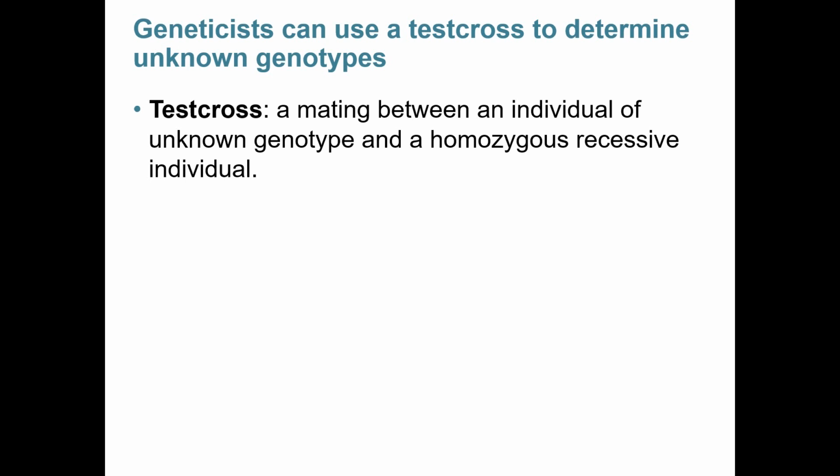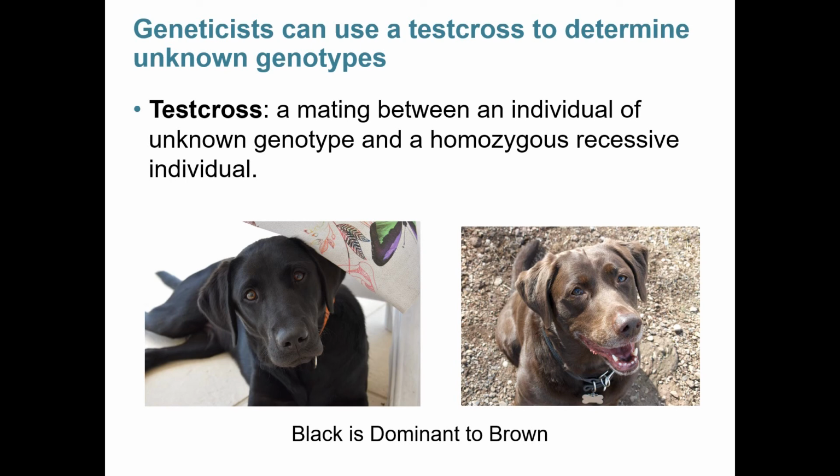I gave cats some special treatment earlier, so this time we're going to use dogs. So here are some Labradors. There's a black lab on the left and a brown lab on the right. Black is dominant to brown. Let's say you have an individual dog that is black, and you don't know if your dog is homozygous for the black gene or not.